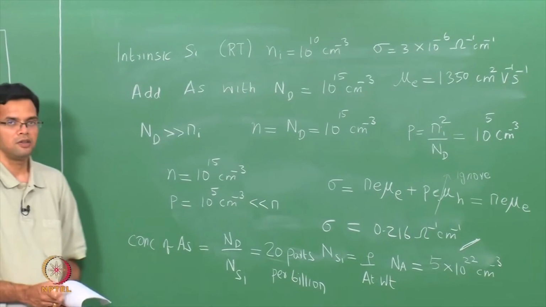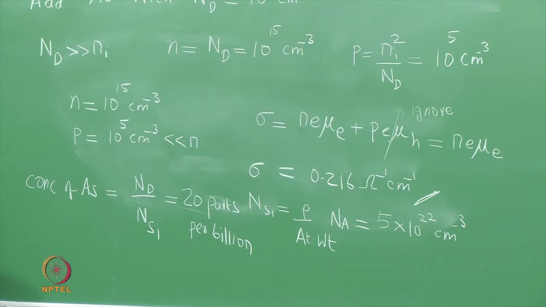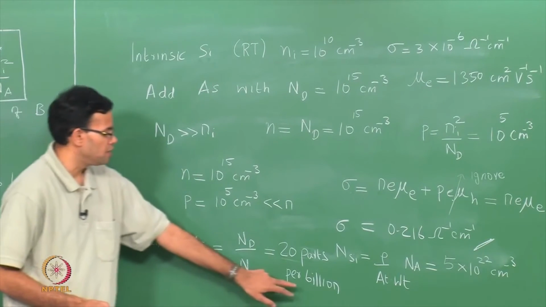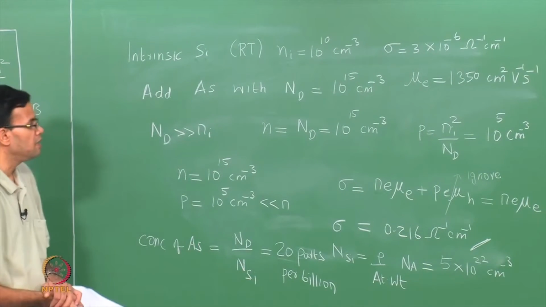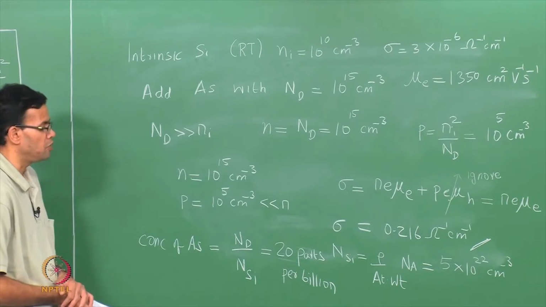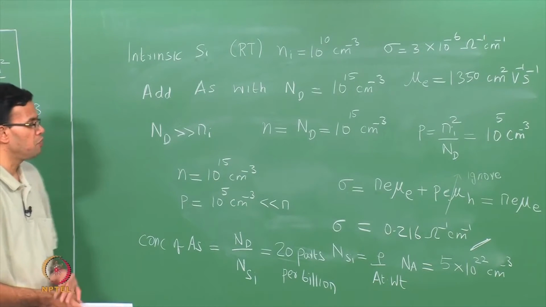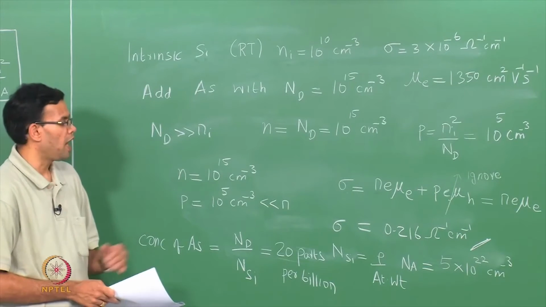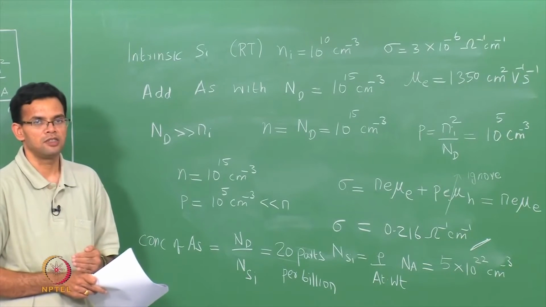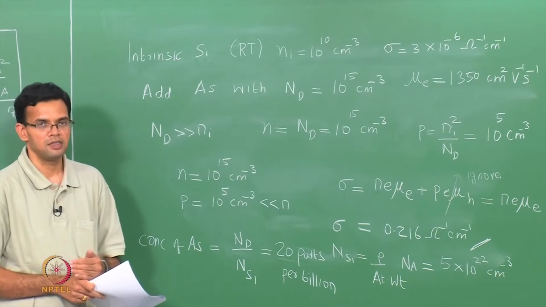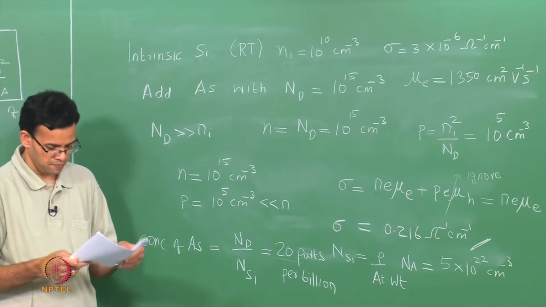Parts per million is 10 to the minus 6, parts per billion is 10 to the minus 9. So, by adding a really small amount of arsenic, so small that it is of the order of parts per billion, we have increased the conductivity by more than 5 orders of magnitude. This is also the reason why doping has to be such a precise process, because we have to make sure that we have the right concentration of dopant atoms, so that we have the right concentration of carriers and the conductivity that we desire.